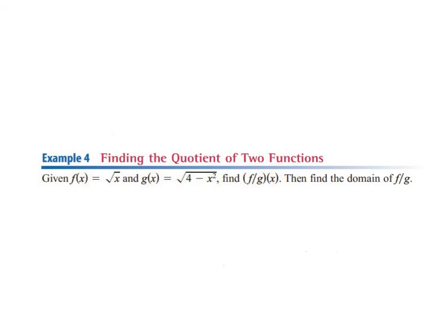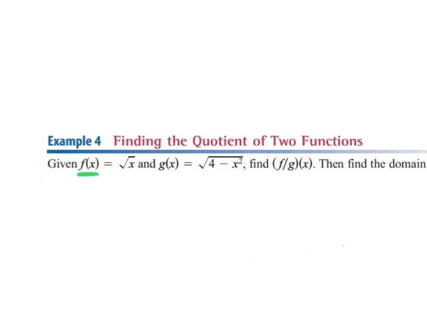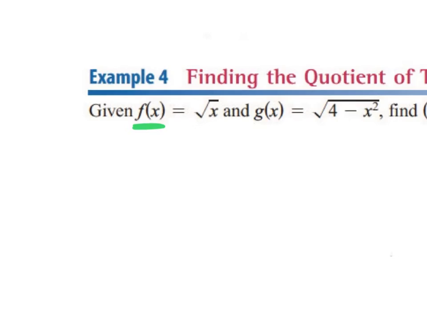So given f of x is equal to the square root of x and g of x is equal to the square root of 4 minus x squared, we need to find f divided by g of x, then find the domain of f divided by g. So first we need to state our domain for f of x. What do we know about the square root of x? What does our domain have to be?